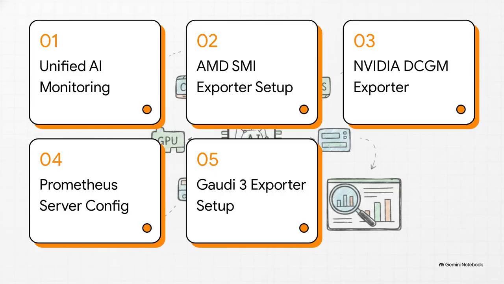Quick look at our roadmap for today. We'll start with unified AI hardware monitoring, then jump into the AMD SMI exporter setup, followed by the Nvidia DCGM exporter. After that, we'll configure the Prometheus server, and finally wrap up with the Gaudi 3 exporter setup.